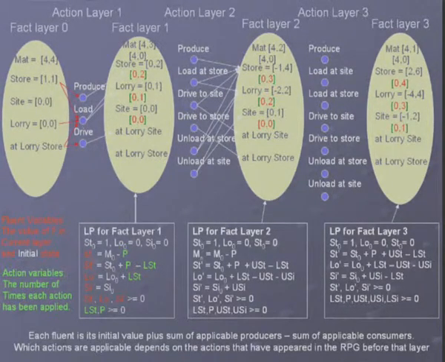So that's essentially how we build an LP for each fact layer of the planning graph. So the only remaining question really is, how on earth do we make use of this LP?